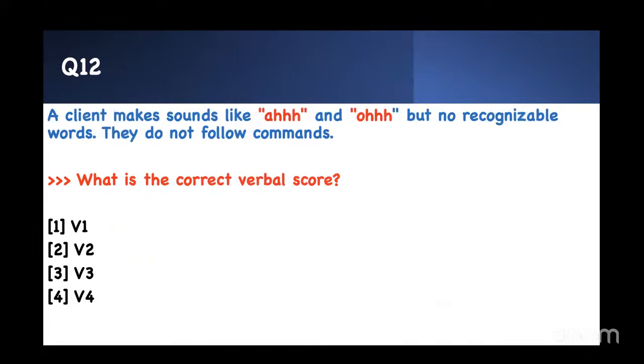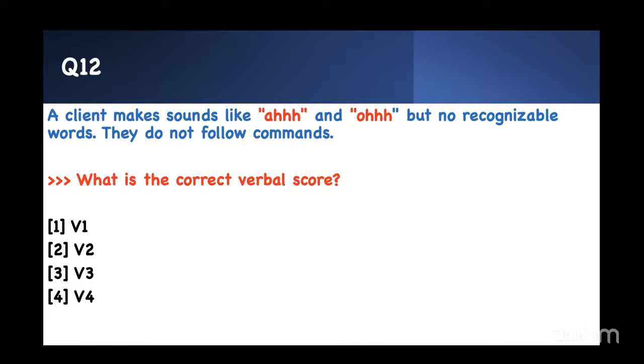The last question is this. This is to test whether you get the verbal aspect of it. I want you to keep on doing this on your own, and then you realize that GCS calculation is easy. A client makes a sound like, oh, but no recognizable word. So this is the speech verbal one. This is what they're saying, oh, right? They do not follow the command, right? They do not follow command. This is what they're saying.